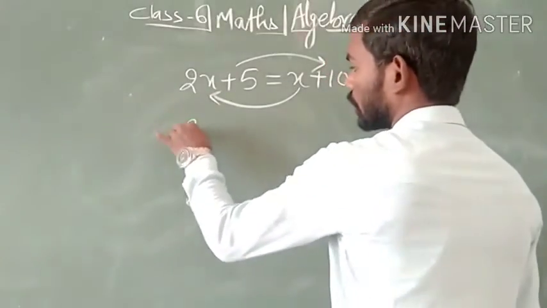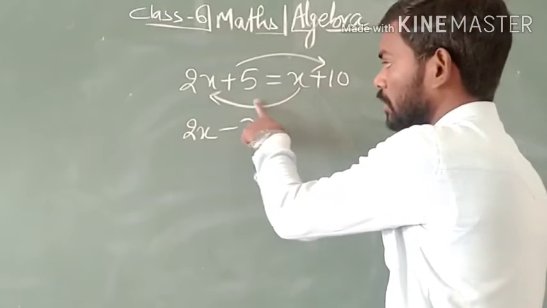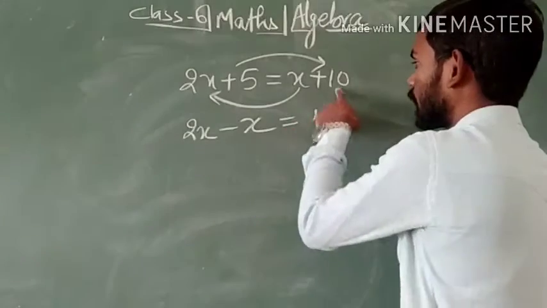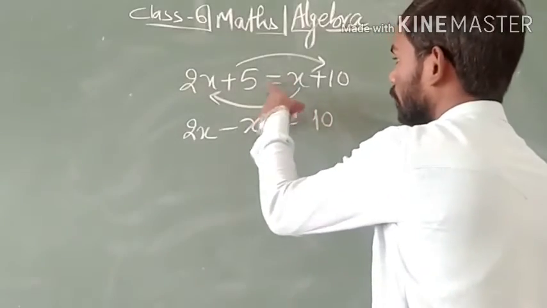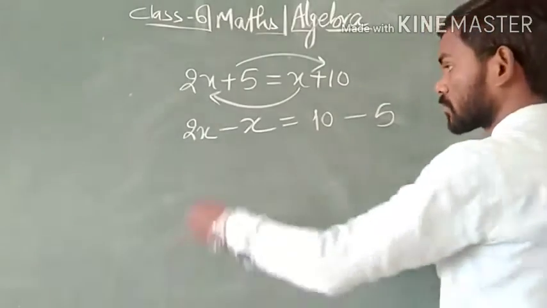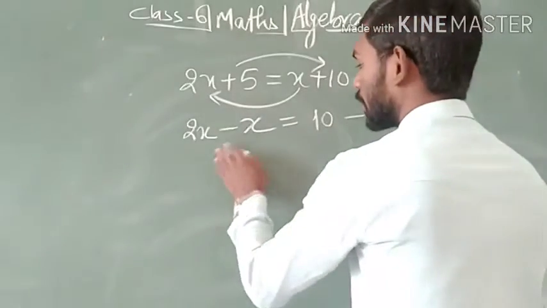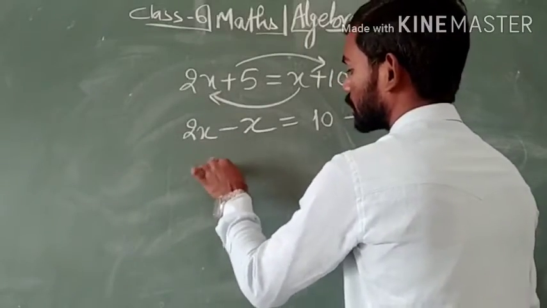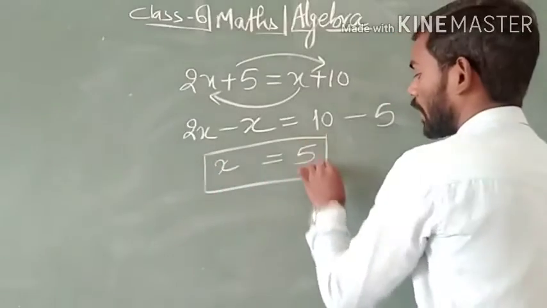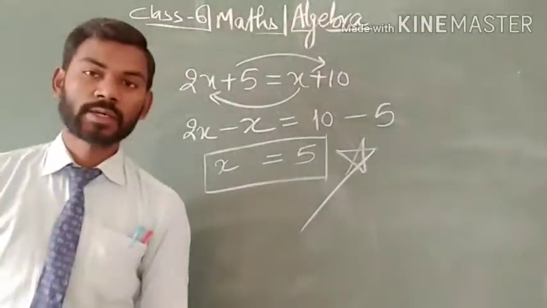So let us see, here we get 2x minus x, because here x is positive, so when it transfers to the left hand side it becomes negative. In the right hand side we shall get 10 in its initial position, and when 5 comes it becomes minus 5, as you have seen in the previous question. Both are the same species, therefore they will be subtracted, and hence we get 2x minus x is equal to x, and this will be equal to 10 minus 5 is equal to 5, and hence we get our required result. Okay, student, I hope it is clear to everyone.